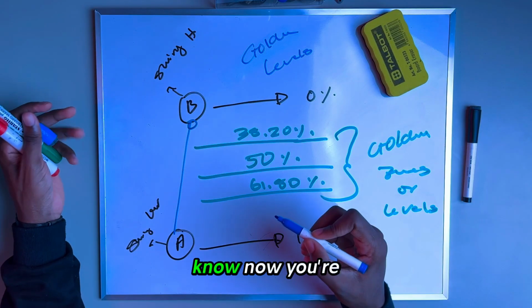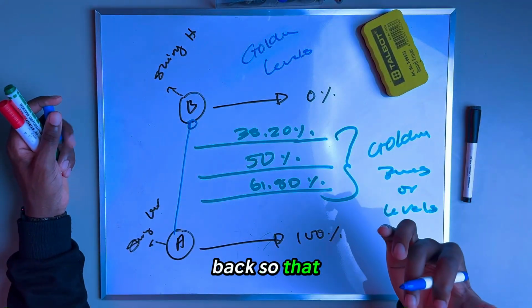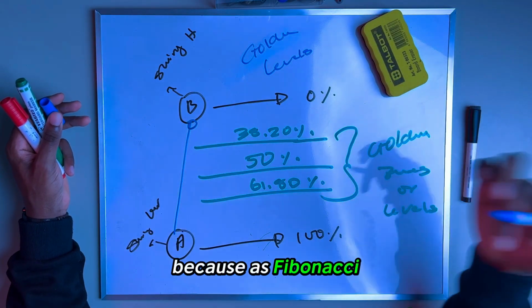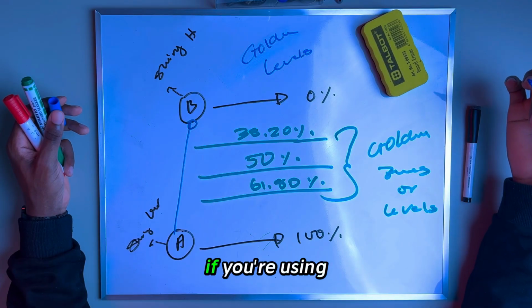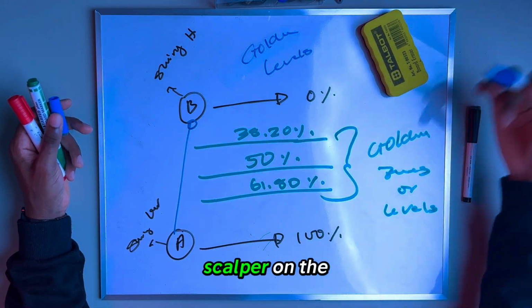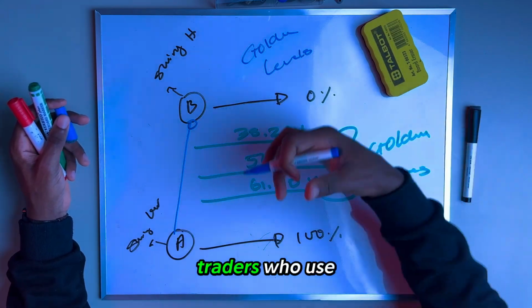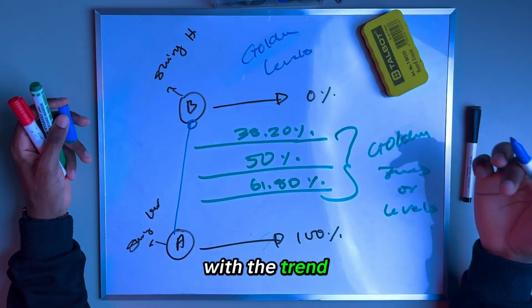Now you're gonna need to know how far price is gonna retrace back so that you can catch the next leg up, because as Fibonacci users, we trade with the trend, right? If you're using Fibonacci, you need to know, okay, I need to trade with the trend. If you're a scalper on the lower time frame, you can still use it, but most likely the traders who use Fibonacci, they always trade with the trend.